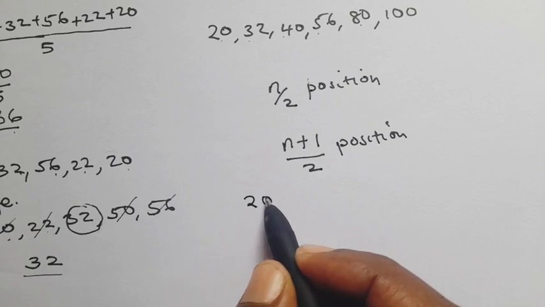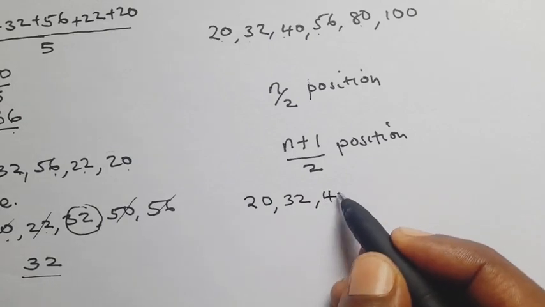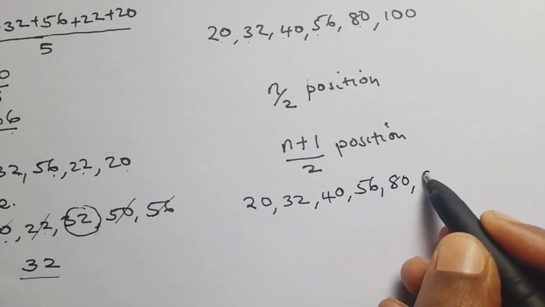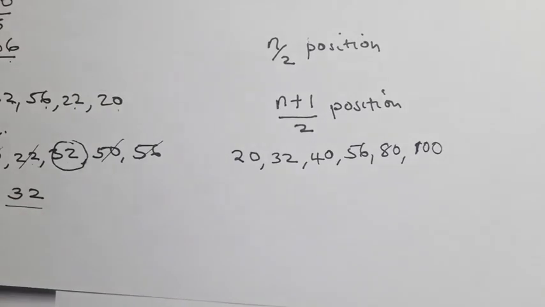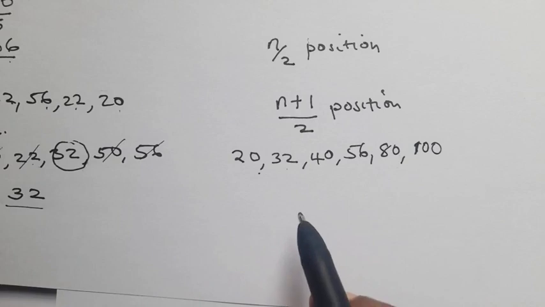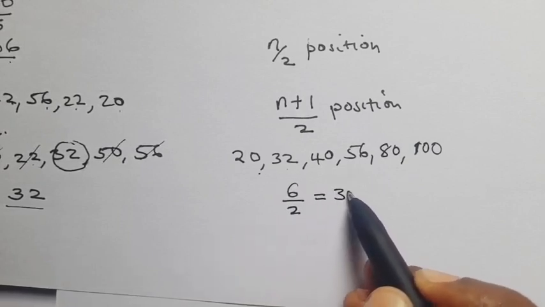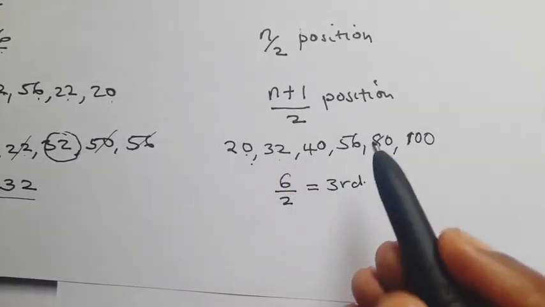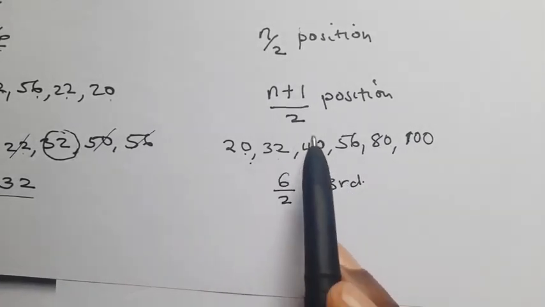We shall start with 20, 32. Already it is in ascending order, so we are just repeating the same, but we are confirming. These numbers are already in ascending order. So the n over 2 position, it means it's 1, 2, 3, 4, 5, 6, and this is 6 divided by 2. It gives us the third position. So the value in the third position is 1, 2, 3. It is 40.